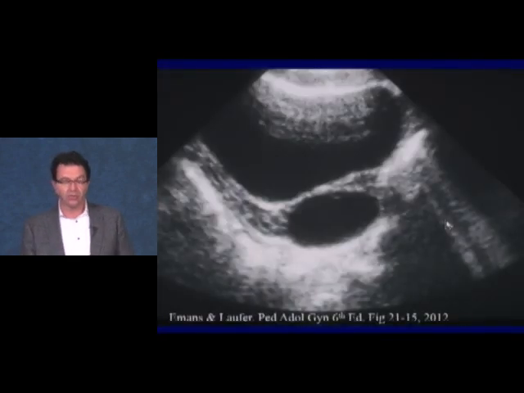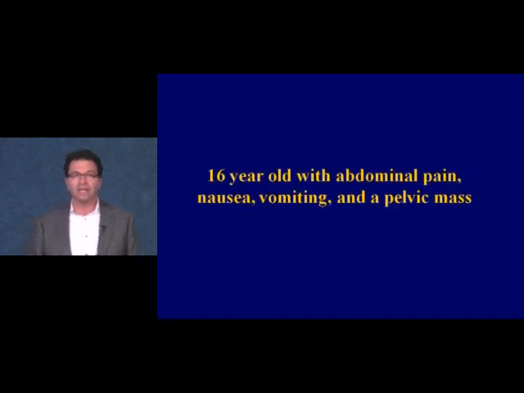So let's look at an ultrasound image. Here you can see an ultrasound image of a simple cyst. Here is the follicular cyst that's forming. It has the same dark echo texture as the urine in the bladder, and that's why this is referred to as a simple cyst. So let's take a case.